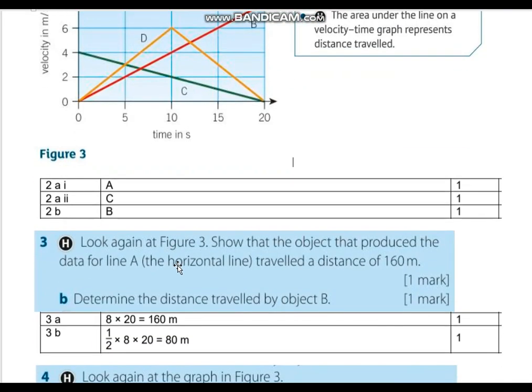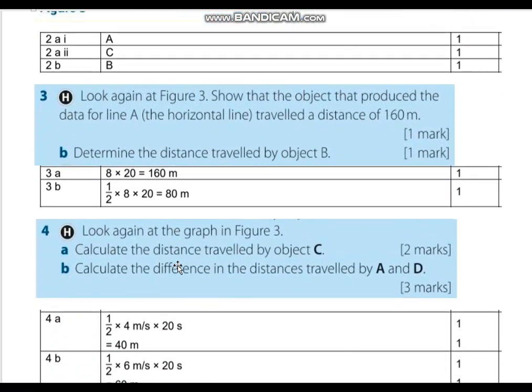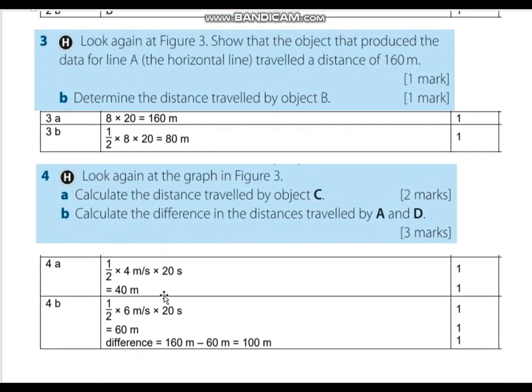So if we look down here at the answers, the difference between 160 meters and 60 meters is 100. So it's saying calculate the difference in the distances travelled by A and D. So A was 160 meters, D we've just worked out is 60 meters, so the difference in the distances is 160 minus 60, which gives us 100 meters.